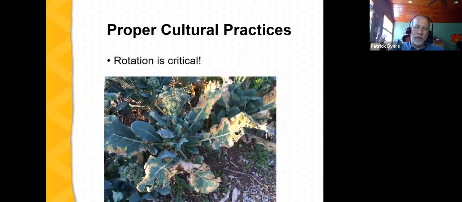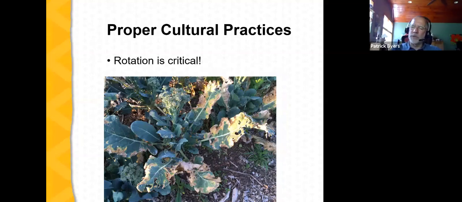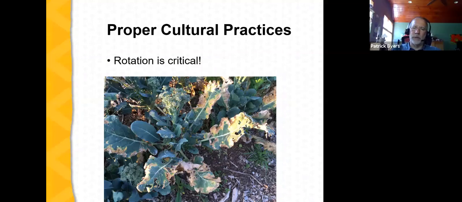Rotation is critical. Here is broccoli showing a disease called black rot. It's a bacterial disease that strikes crops in this particular group, we call them the crucifers: broccoli, cabbage, cauliflower. This disease can become persistent in places where the same crops are grown cycle after cycle after cycle. So an important way of managing this particular disease is to rotate to an unrelated crop in that growing space for at least 2 years. 3 years is even better.